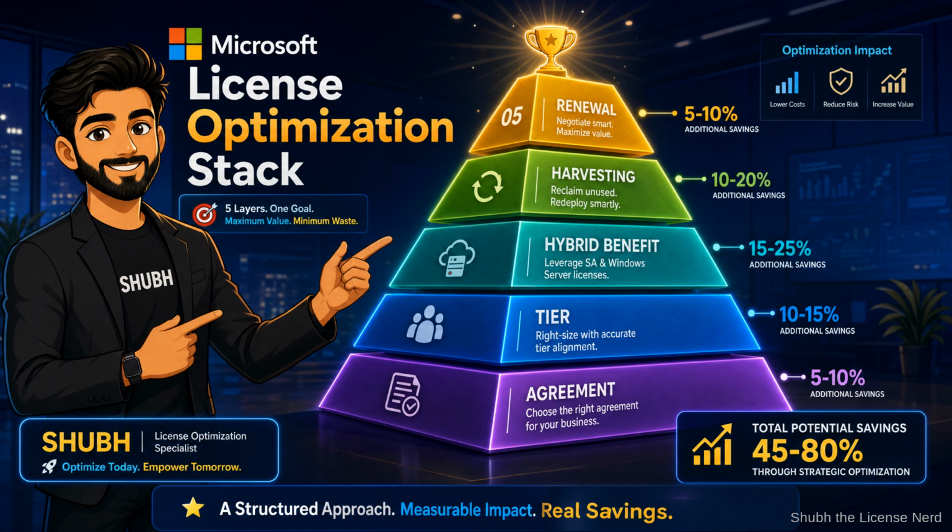Layer 5. Renewal leverage. Use your ELP data to negotiate 25 to 35% better pricing at renewal. Each layer compounds. Together, they typically deliver 30 to 45% total cost reduction.